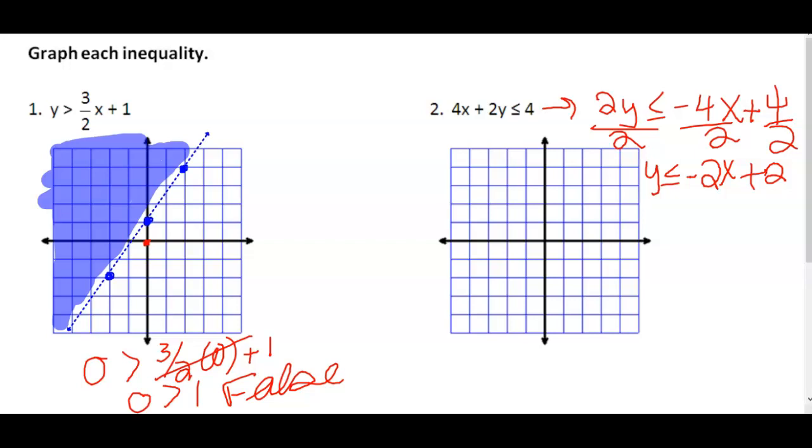Start with your y-intercept. My slope is negative, which means my graph will go. Is my line solid or dashed? Do I shade above or below?